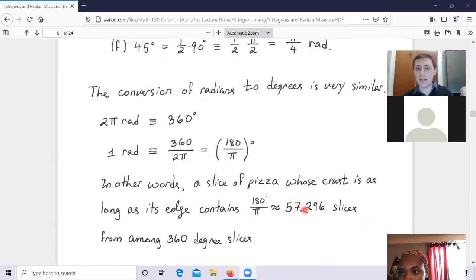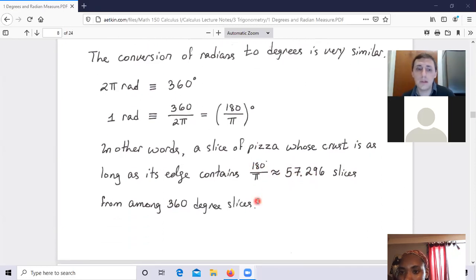Exactly, it will be 57 point something. You understand? And it's an irrational number. You cannot fit all the slices, but essentially it's about 57. You have to cut some of the slices into more pieces. Good.